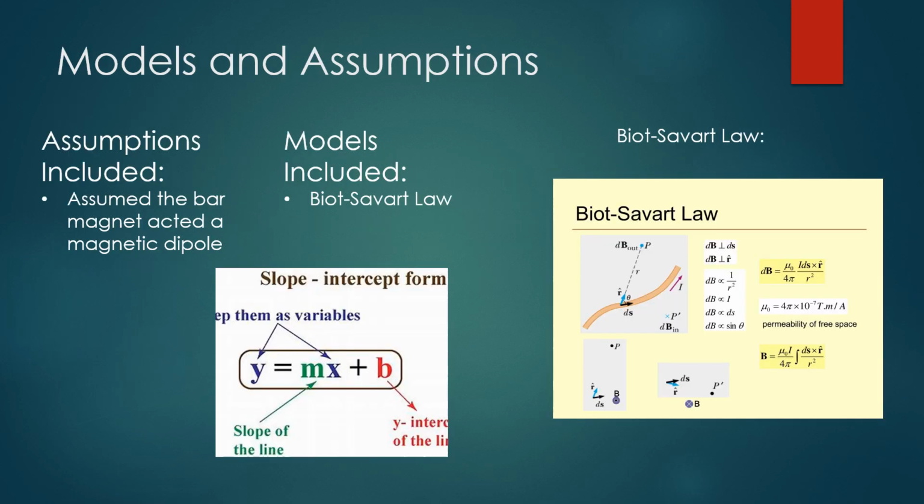For models and assumptions, I assumed the bar magnet acted as a magnetic dipole, and the main model was the Biot-Savart law, as you can see on the right. In addition, I also included the slope-intercept form y equals mx plus b, where m is the slope. In my previous slide it was the n, and m is the slope of my line.